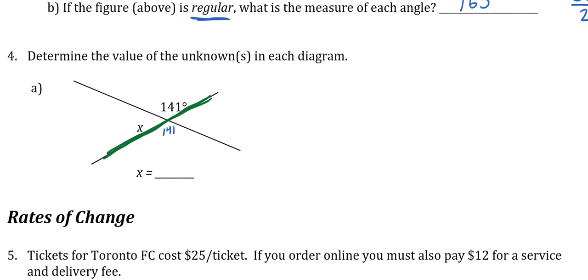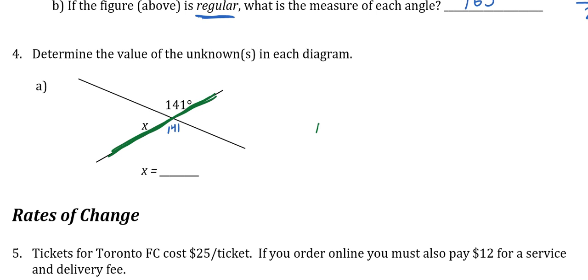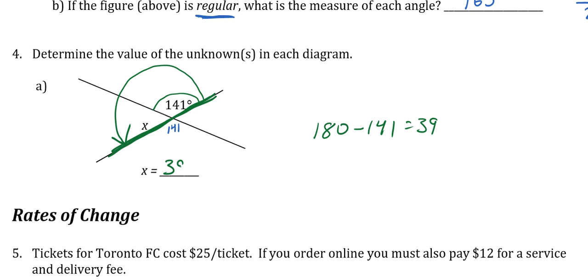And so to find x, I'm going to do 180 minus 141, because this whole thing has to be 180. So I subtract the 141 to figure out what's left. Okay, and that works out to 39, and that's my answer, so I'm going to put it there on the line.